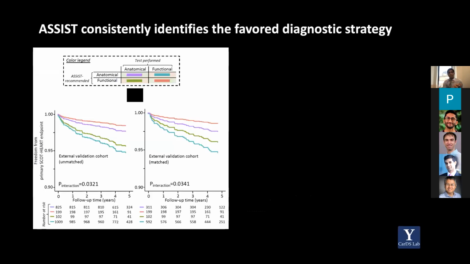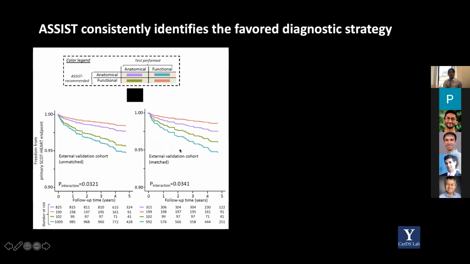So this is the same sort of plot, but now we're using the Scott-Hart population. This is the external validation of Assist, where again the purple and the red represent concordant strategies and the green and the teal represent discordant strategies. In the external validation cohort, which is unmatched, 300 people with CT compared to 1,800 people who underwent stress tests, you see a large concord effect similar to what we were seeing in the PROMISE trial.